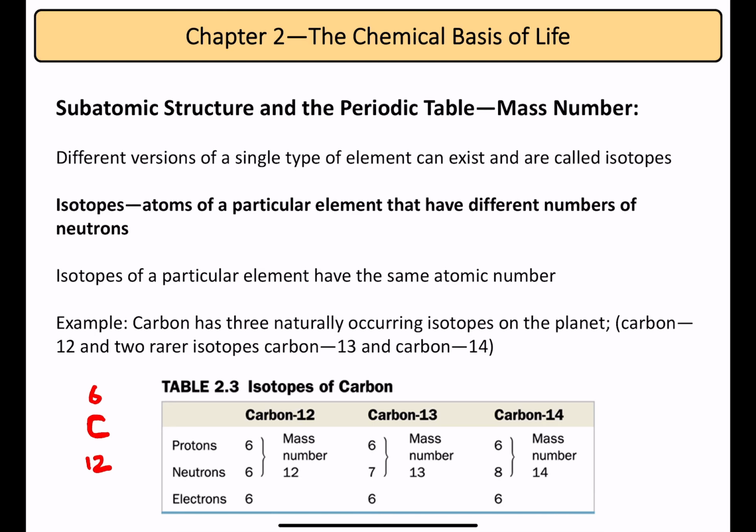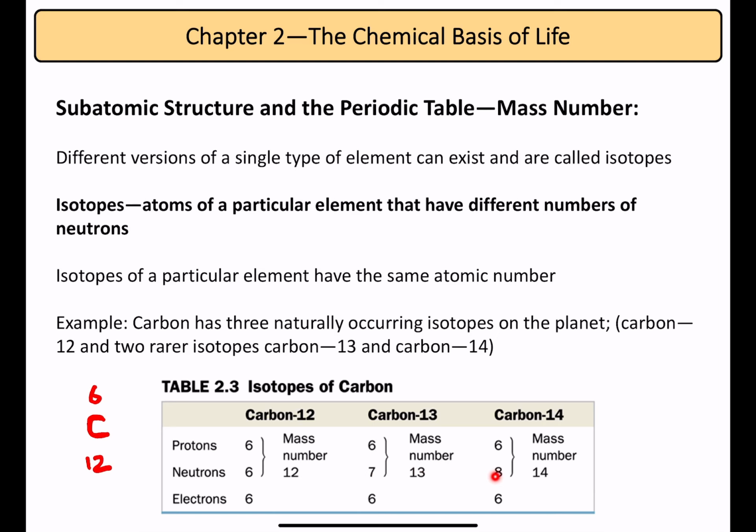Okay, so these are the 3 common isotopes in this case for carbon. And isotopes differ from one another in their number of neutrons, and that is it. Now, they're all still carbon because they all have 6 protons, but you'll notice as you move from left to right, they get a little bit heavier because each isotope has 1 more neutron in the atomic nucleus.